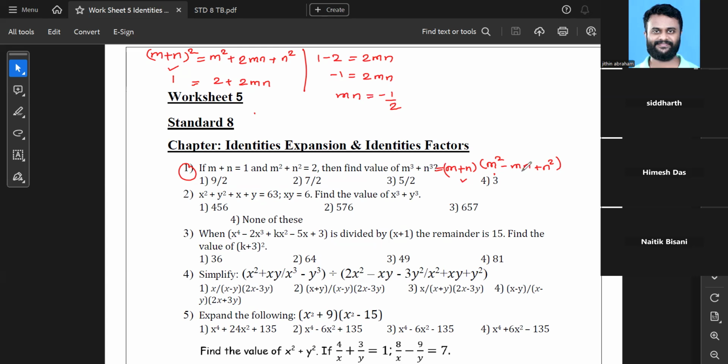Now I know mn's value also. Now it's very easy to find. Let me substitute everything and find the answer. In this case, m plus n is 1 multiplied by m square plus n square, which is 2, minus mn's value, which is minus 1 by 2. Minus minus becomes plus. It becomes 2 plus 1 by 2. When I take LCM, it's 5 by 2. The final answer comes to be 5 by 2. Hence your answer is option 3, 5 by 2.